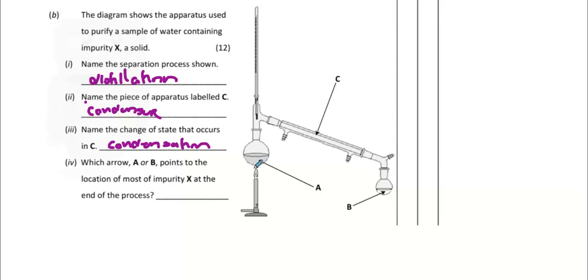So at the beginning you had water with the purple impurity, and the water is the blue dots. So you have the blue dots mixed in with the purple dots. The blue dots come up here as water vapor, which is a gas. They enter the cooling tube where they turn into a liquid, and then they flow into B. So the pure water is in B, but what gets left behind is the impurity. So it's in A.